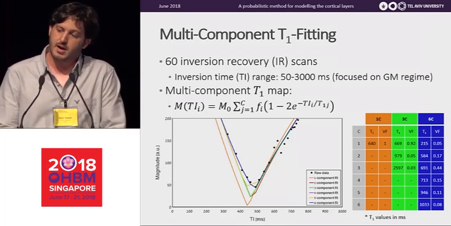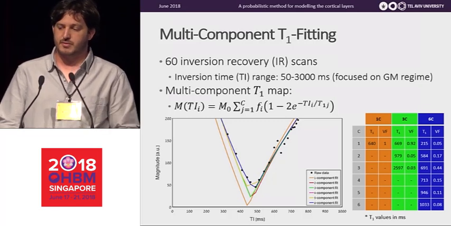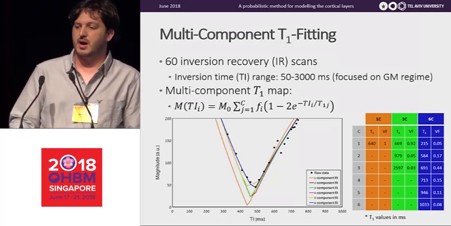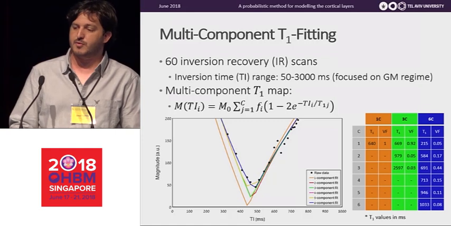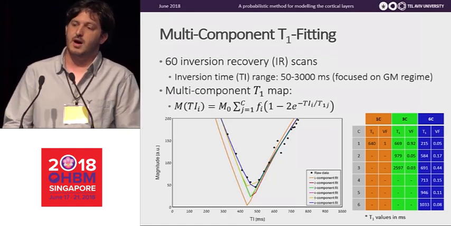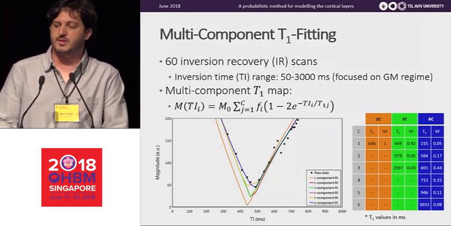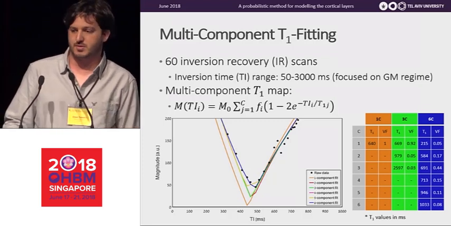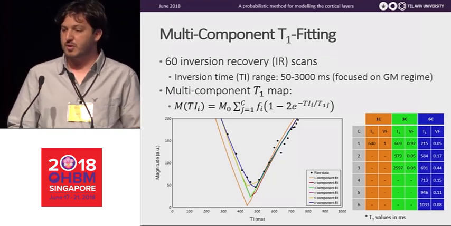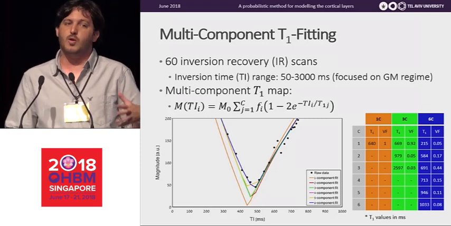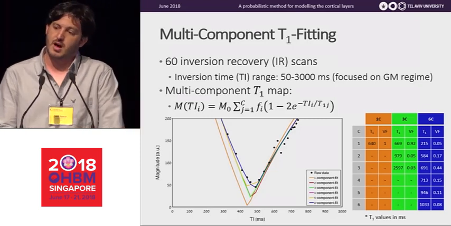We used the mean squared error of the fitting for different numbers of components to determine the optimal number of components for each voxel. And after doing this on a voxel-by-voxel basis, we could get, again, the whole brain T1 distribution of components.